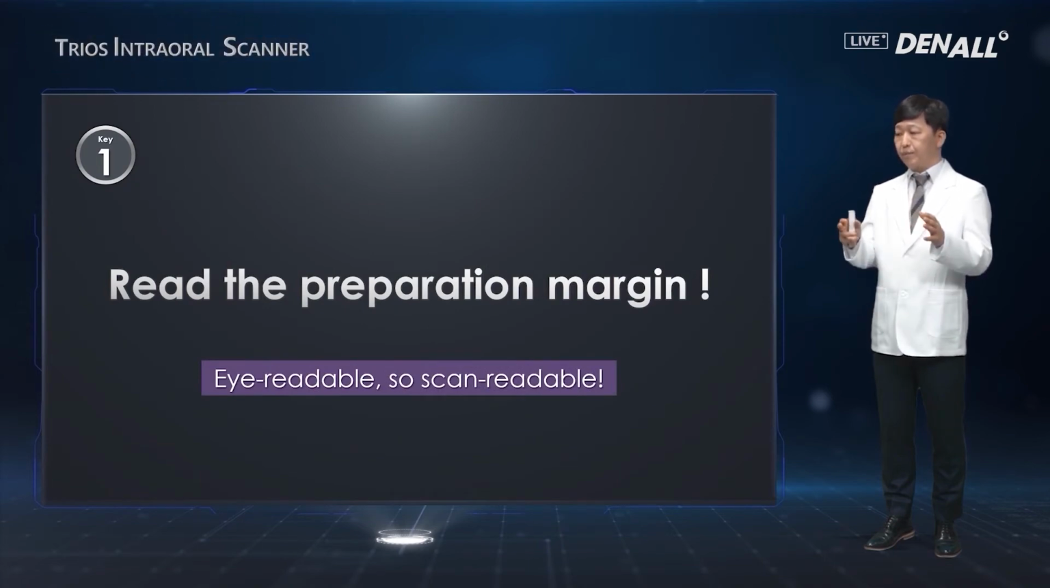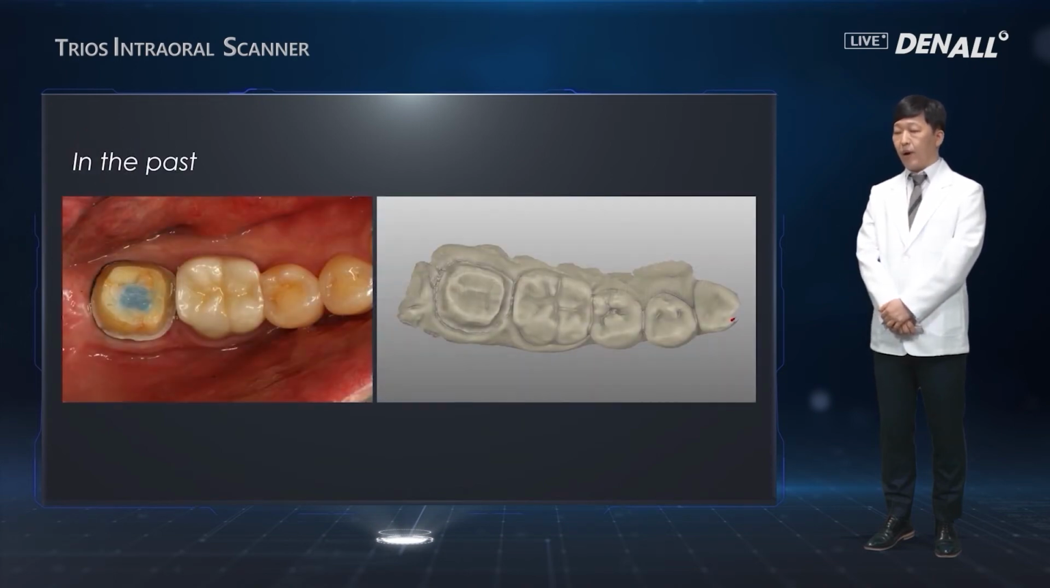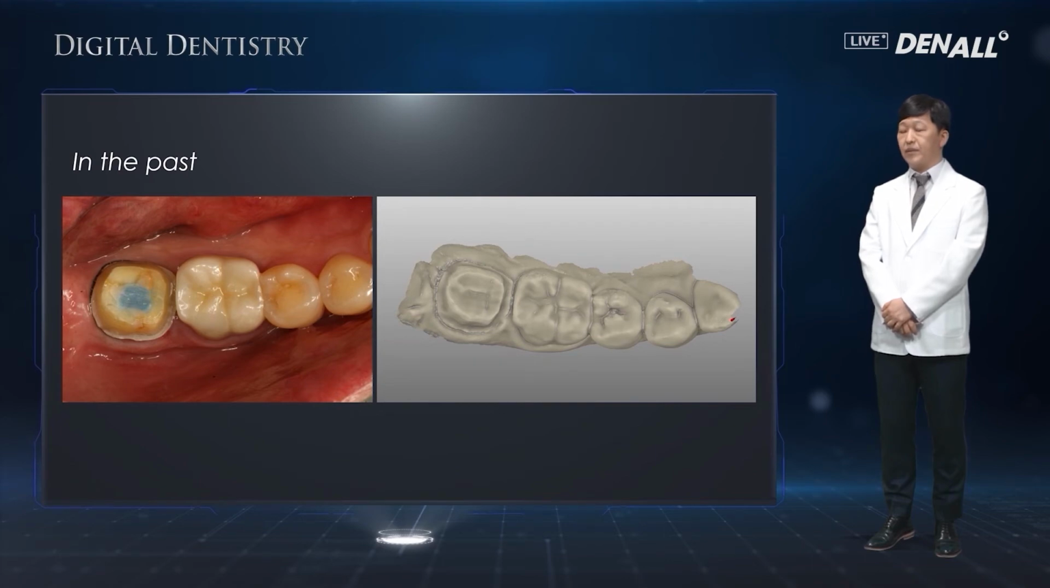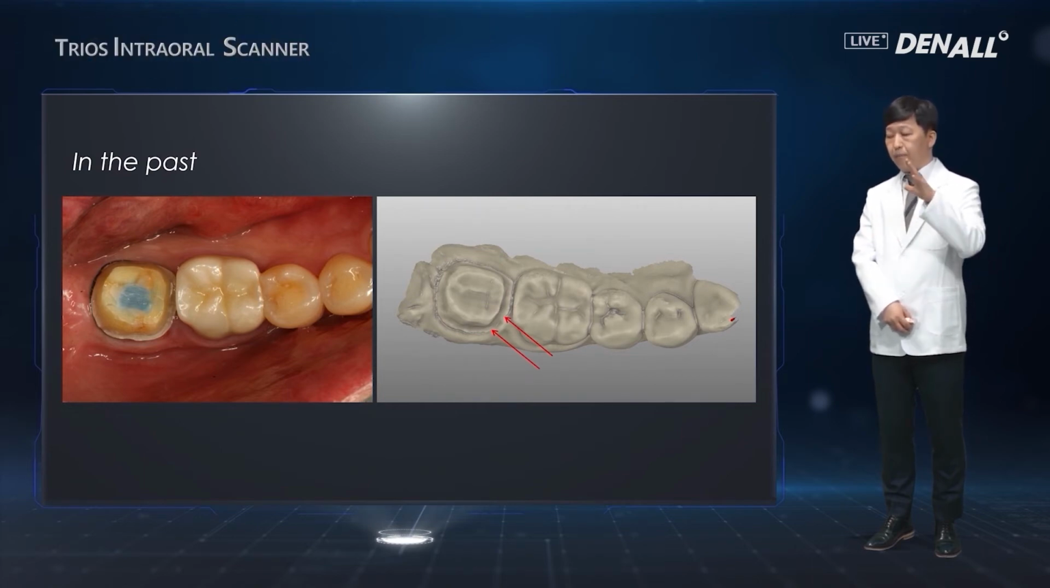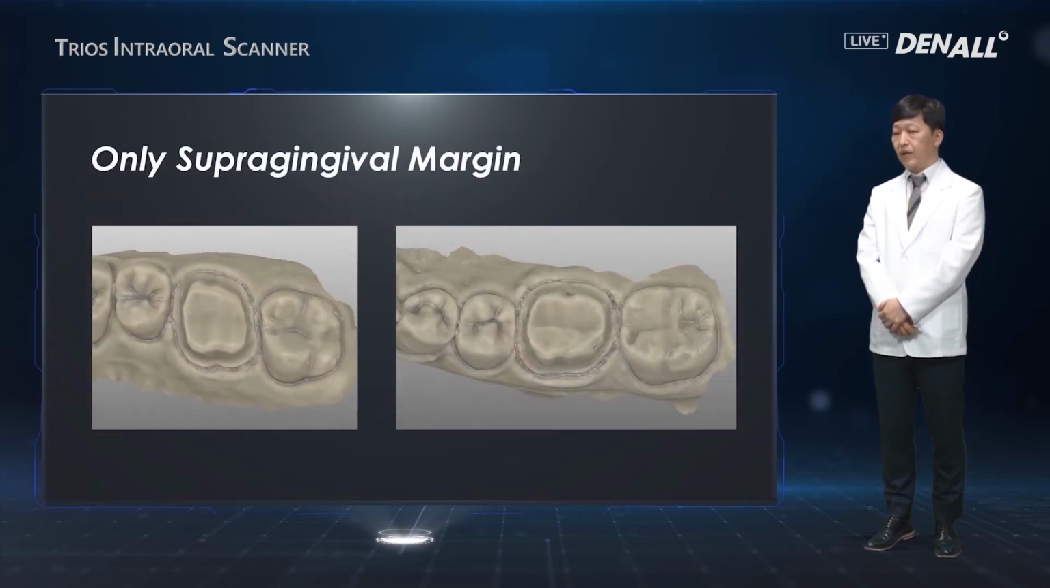First, prep margin should be read. Recently available intraoral scanners can scan anything that is visible. In the past, just up to several years ago, the designing CAD software used to be black and white. So the protocol recommended is for subgingiva margin preparation. The designing could not be done because there was no way to distinguish margins from gingiva. So a lab used to ask us to make a supragingiva margin.